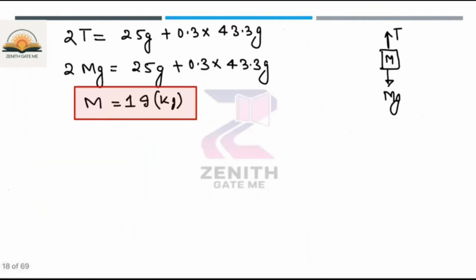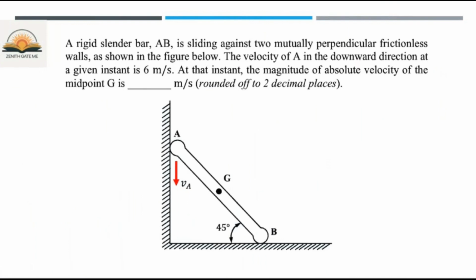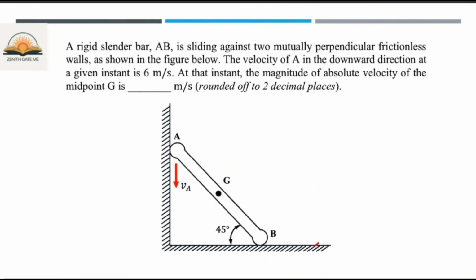Now let's move to the second question, which is from the instantaneous center concept. See, a rigid bar AB is sliding against two mutually perpendicular frictionless walls. There is no friction given. As shown in the figure, the velocity of A in the downward direction at a given instant is 6 meters per second. At that instant, you have to calculate the magnitude of absolute velocity at the midpoint G. If you see this particular bar, it is doing general plane motion. General plane motion means translation as well as rotation. Because after some instant, this bar will be like this, this point will come here and this point will reach this point. So it is doing translation as well as rotation.